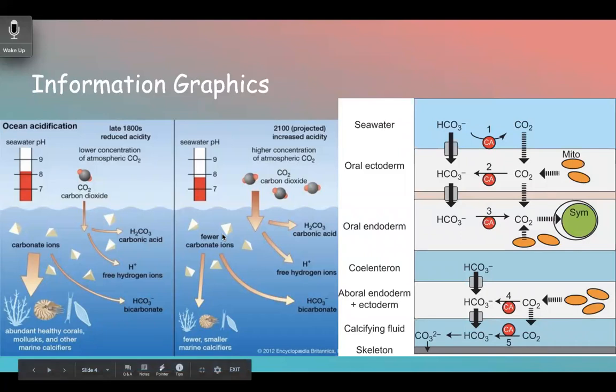Here are some infographs, where this image shows that an increase in free hydrogen ions, which also means a decrease in pH, causes fewer carbonate ions because they're getting protonated into bicarbonate. This also causes corals to not be able to calcify because there is less carbonate for them to utilize.